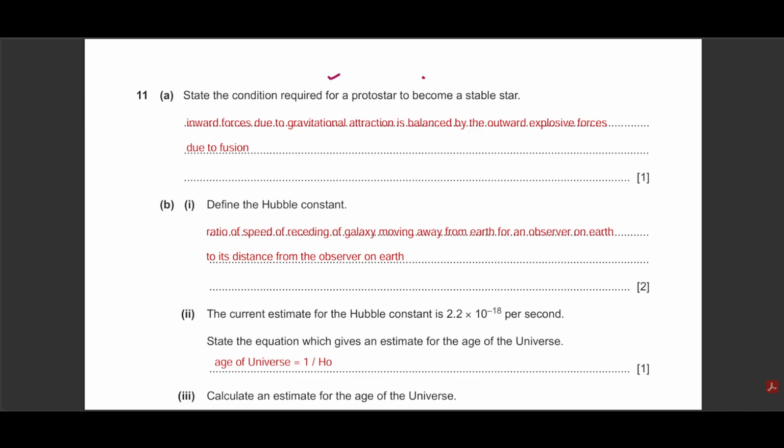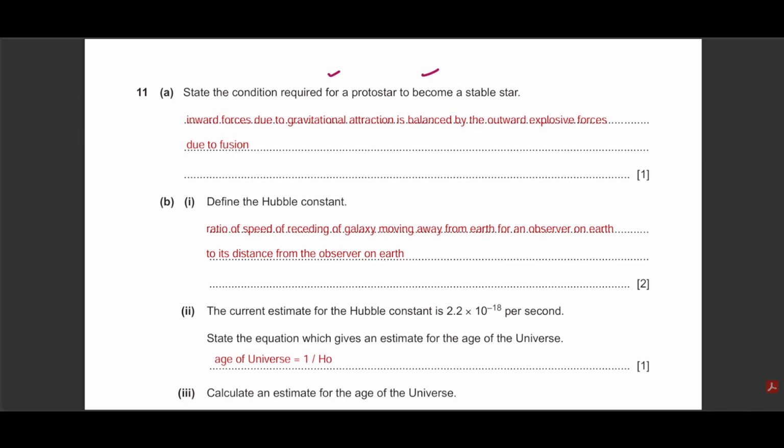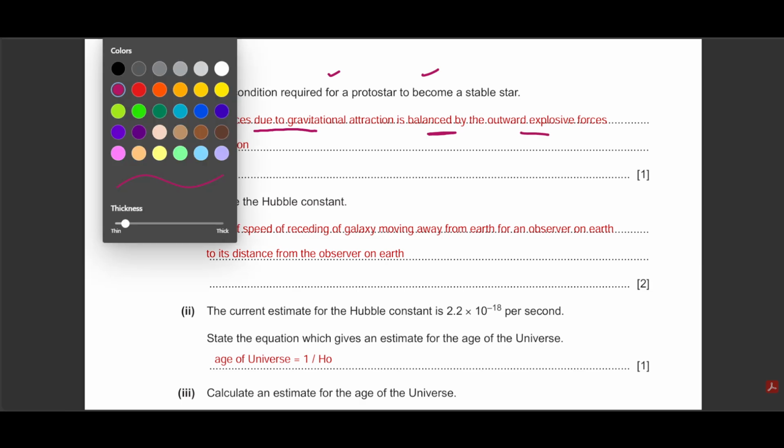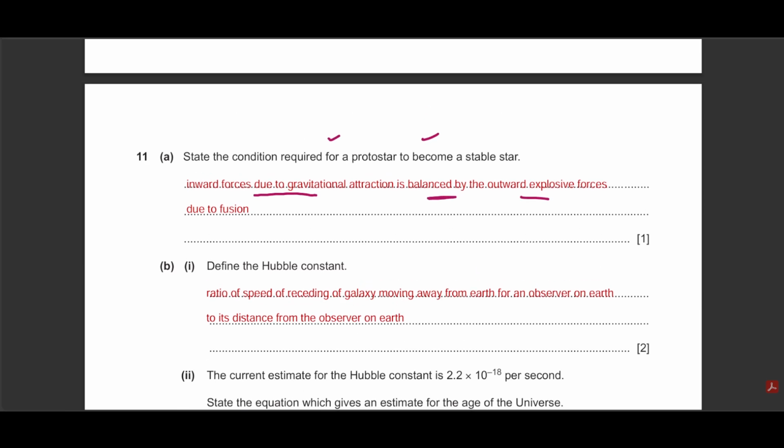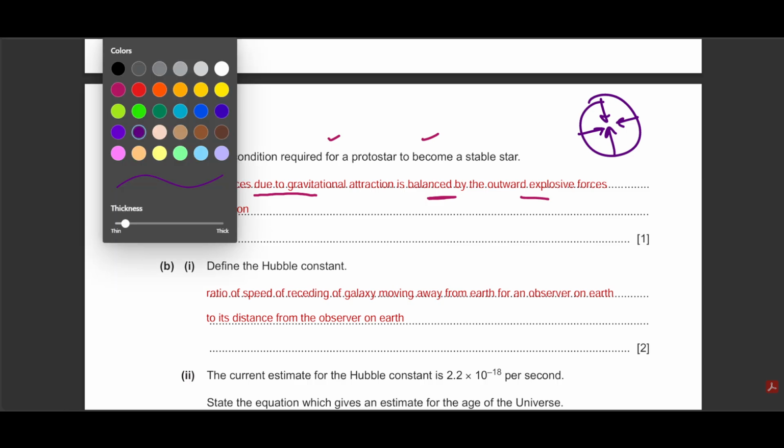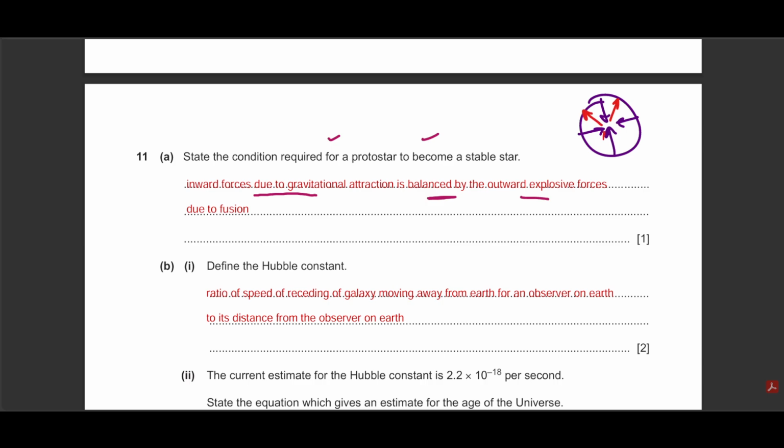Question number 11 says, state the condition required for protostar. Protostar is the initial state of the star formation. So the inward gravitational forces are still gathering the hydrogen from the clouds of dust in the universe, and they are being balanced by the outward explosion of the forces that are inside due to fusion. So basically, gravity is trying to pull the material of hydrogen in, and the explosion at the center, because of the fusion, is trying to push everything out. This balance is being achieved when this starts happening. The star is called protostar. Again, these are very initial stages of a star formation.